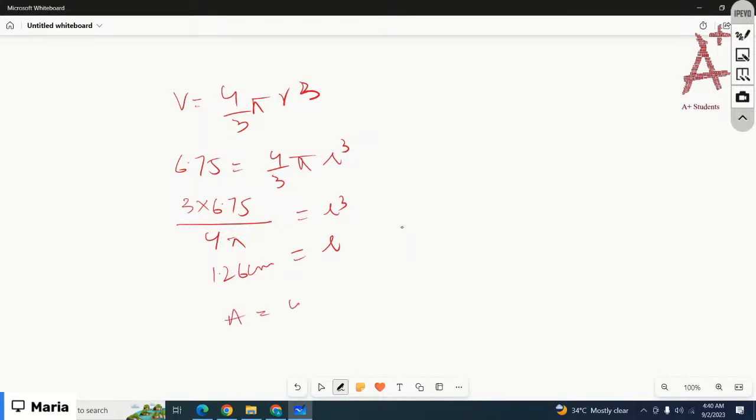You have to evaluate the area. So A equals 4 pi r square. You have the r, 4 times 3.14 times 1.26 square. So let's just evaluate. It would be 19.95 centimeter square, right?